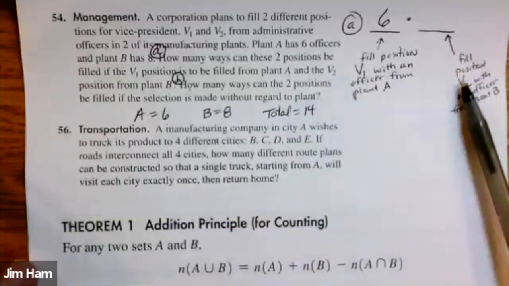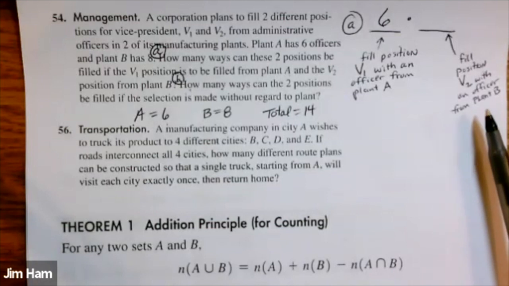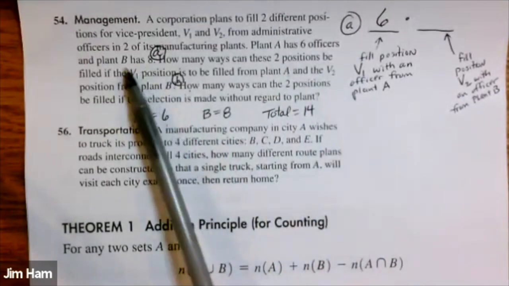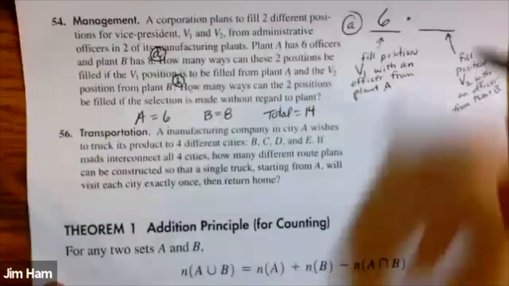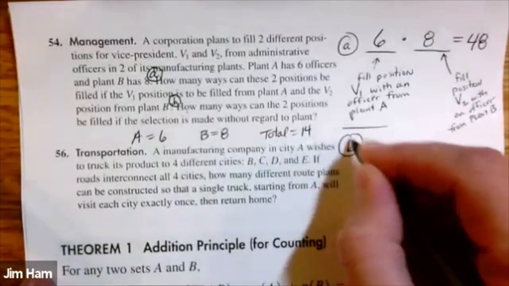Our next operation is to fill the second vice president position with an officer from plant B, and there are 8 officers from plant B. So there are 8 possible choices, 48. So of the answers listed there, 48, you're correct. All right, so part B.